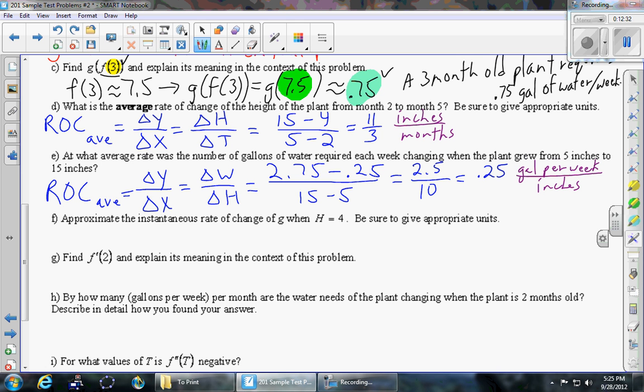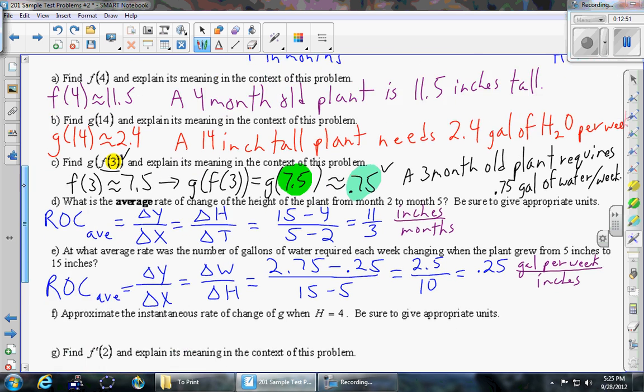Okay, part F. Approximate the instantaneous rate of change of G when H equals 4. Be sure to give appropriate units. Okay, so finally now we're going to do some calculus. Instantaneous rate of change. For us, that's synonymous with slope of a tangent line. So we want the tangent line of the G curve at H equals 4.